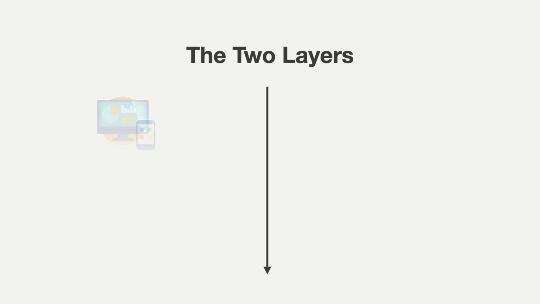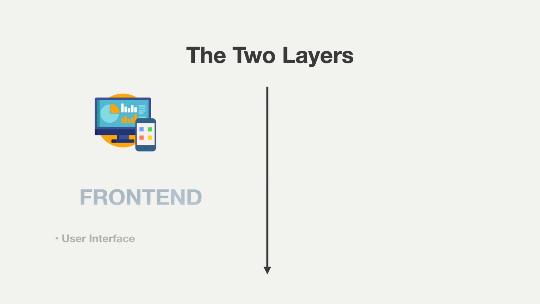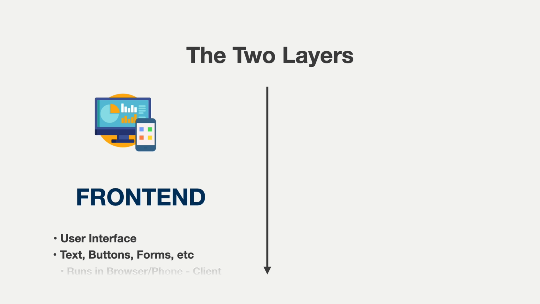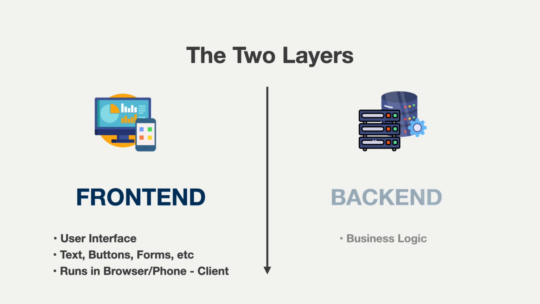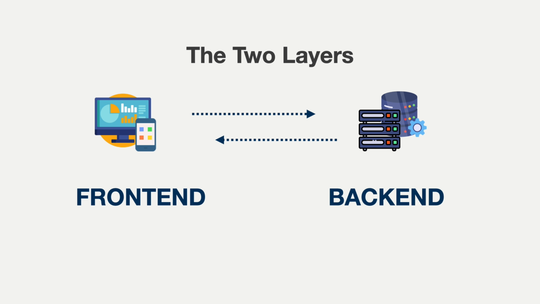A typical web application has two parts. The front end, which is everything you see and interact with. Buttons, text, images, forms. It runs in your browser or on your phone. That's the client. Then there's also the backend. Backend is where most of the work happens. Business logic, data processing, databases, all of these run on remote servers you never see. So here's the question: how does the front end talk to the backend? This is where REST APIs come in.